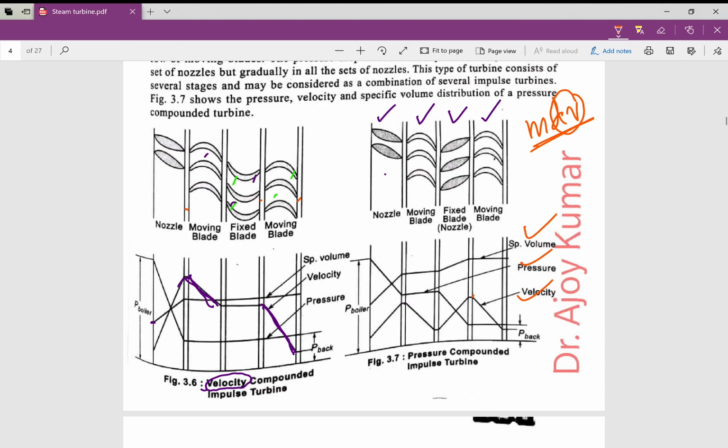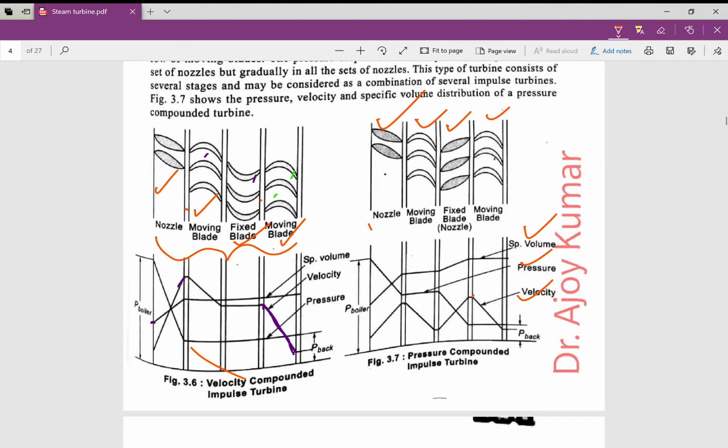So again, you should remember the arrangement of pressure compounding. The arrangement is first nozzle, moving blade, fixed blade, and moving blade. Whereas in velocity compounding, the arrangement was first nozzle, then moving blade, fixed blade, and moving blade. So this arrangement you should remember in both cases.